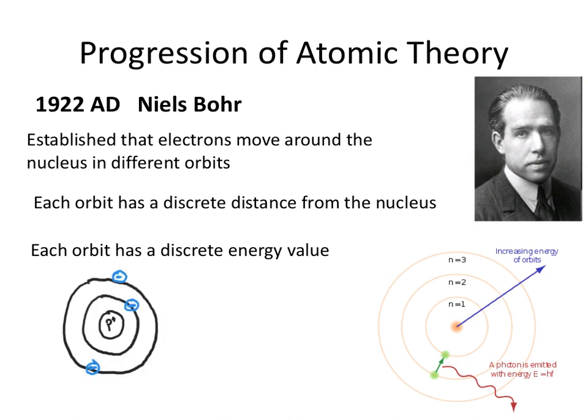His model of the atom would basically have the positively charged nucleus with the protons, and have these electrons sitting in specific pathways or orbits with specific energetic as well as distance values from the nucleus. So Bohr establishes that the electrons that J.J. Thomson discovered are orbiting around the nucleus of the atom.